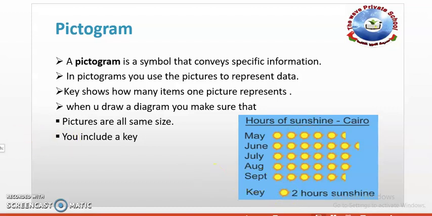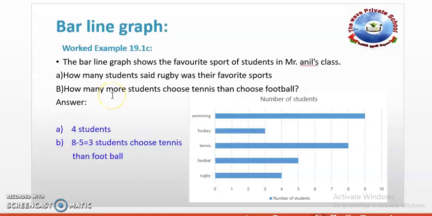Now let's proceed with our topic and find the solution of a bar line graph with the help of a worked example. 19.1c. The bar line graph shows the favorite sport of students in Mr. Anil's class. Part A, how many students said rugby was their favorite sport? Just see this chart. This is a bar line graph or bar chart and find out how many students said that rugby was their favorite sport.